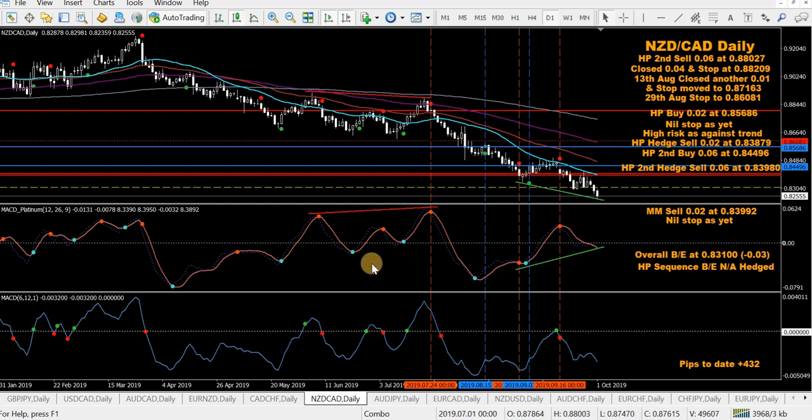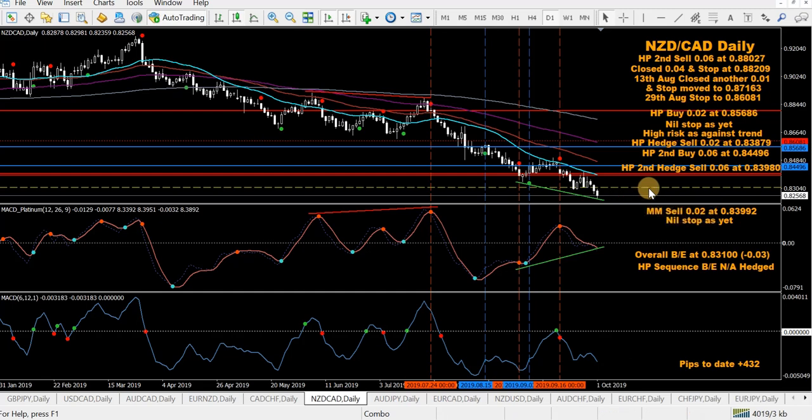All right, New Zealand CAD. I'm in a lot of trades, tomorrow I might start looking at getting out of some of these. The trend's obviously down, and I'm sort of on the wrong side at the moment, so you can pause the video and read all my notes. I'm in a few trades. This is initially a HP sell back here, and that's its stop there. And I've taken a buy, hedge sell, second buy, then another hedge sell on the wrong side.